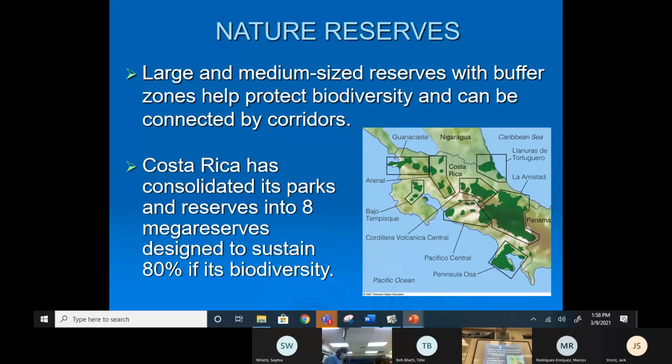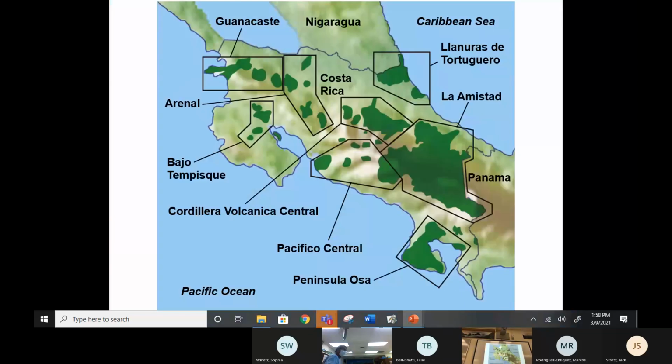This is Costa Rica. Look how much of their land is protected. They're trying to sustain 80% of their biodiversity. So they've named these 8 regions, I guess, and then within each region we have a number of nature reserves, and often they're connected with habitat corridors. So Costa Rica is kind of leading the way worldwide in terms of protecting landscapes.